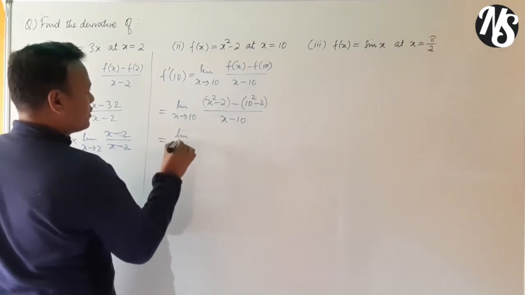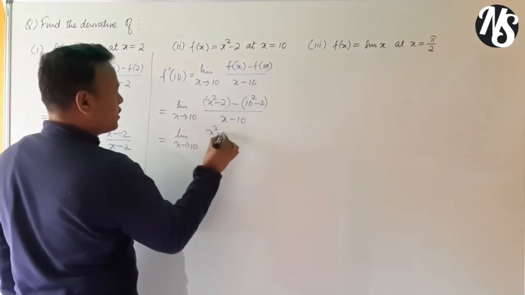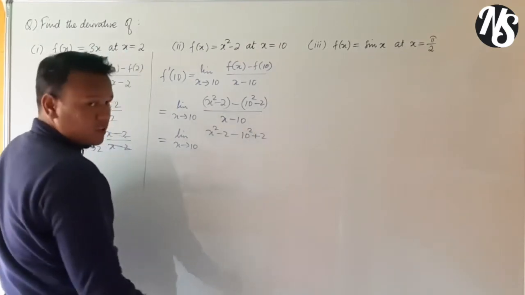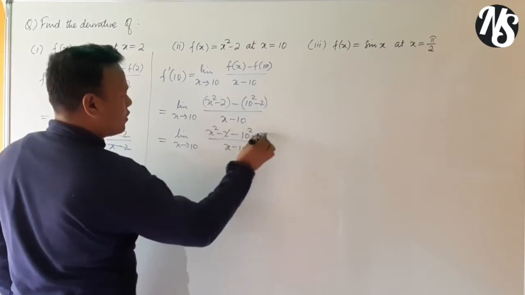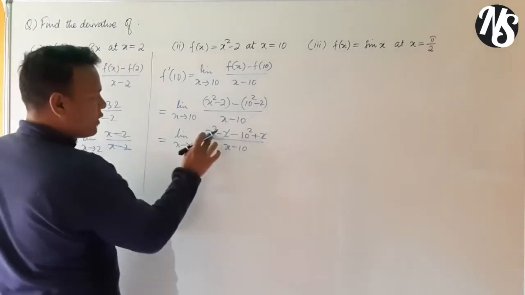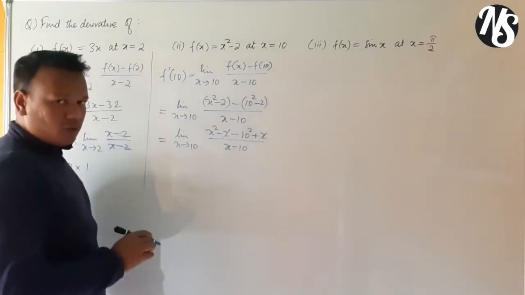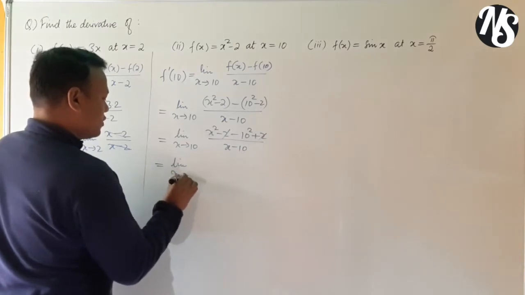Okay, so let's simplify this now. So limit x tends to 10. So this becomes x square minus 2 minus 10 square plus 2, isn't it? In the numerator we get this. In the denominator we have x minus 10. So you see that this and this get cancelled. So you have x square minus 10 square. Isn't it a square minus b square? Yes. So this can be written as limit x tends to 10.